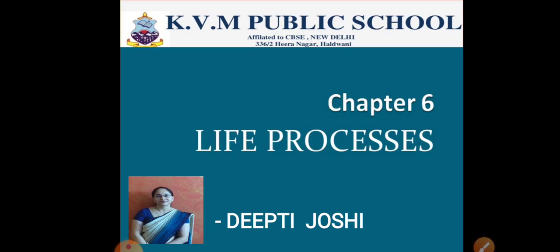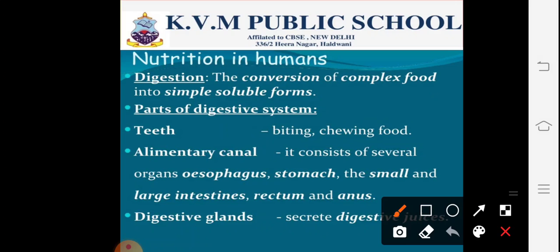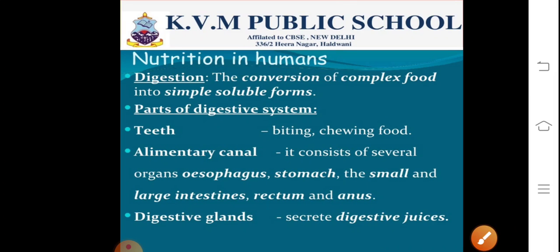In this module, we'll be continuing with our ongoing chapter, Chapter 6 of Biology, Life Processes. We will be discussing the heterotrophic mode of nutrition, that is, in human beings. So we'll be talking in detail about nutrition in case of human beings.